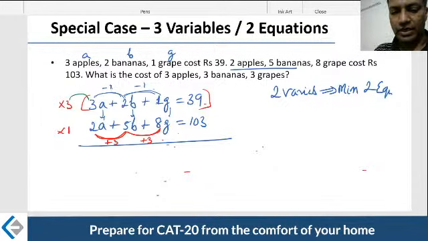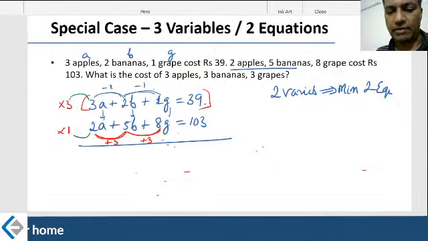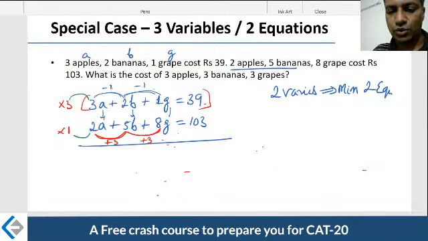3 times 9. All right, 2 1 time 2. 9 plus 2 has become how much? 11. Right, 9 plus 2 has become 11. That is the total coefficient of A. Let's go to the next one here.